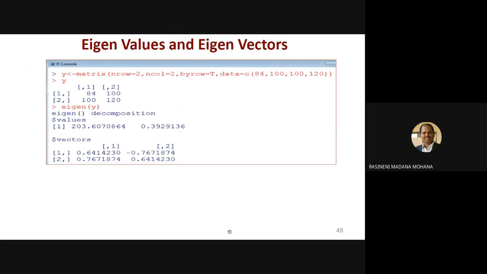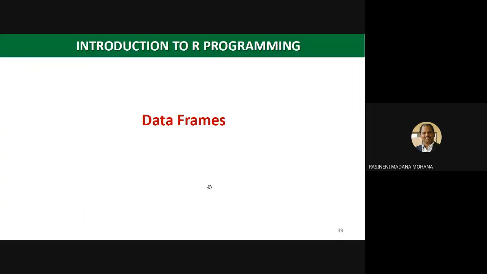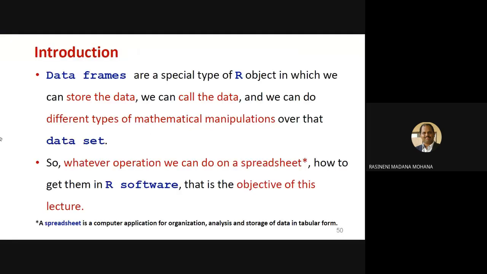Now let us move to our next concept: data frames. Actually, the importance of R is in statistical functions, to handle data for data analysis. So this is one important concept, which is called a data frame. Data frames are a special type of R object in which we can store the data, we can call the data, and we can do different types of mathematical manipulations over that data set. Whatever operations we can do on a spreadsheet, how to get them in our software, that is the objective of this lecture.